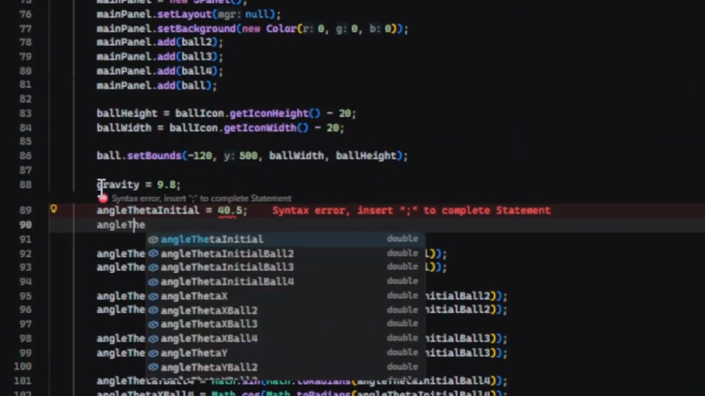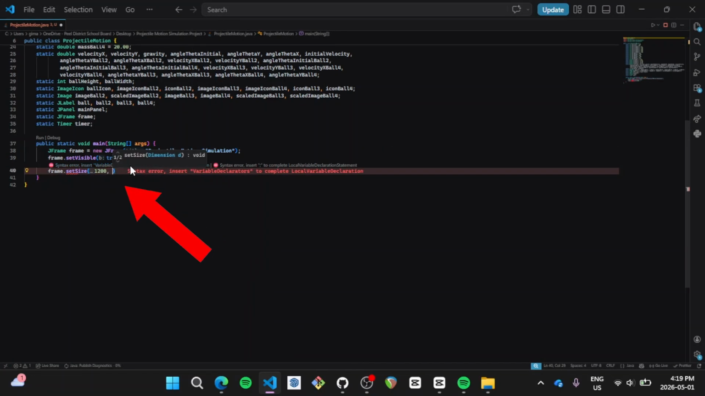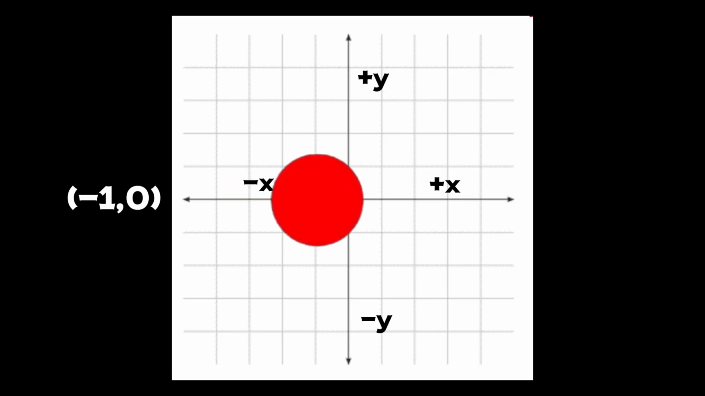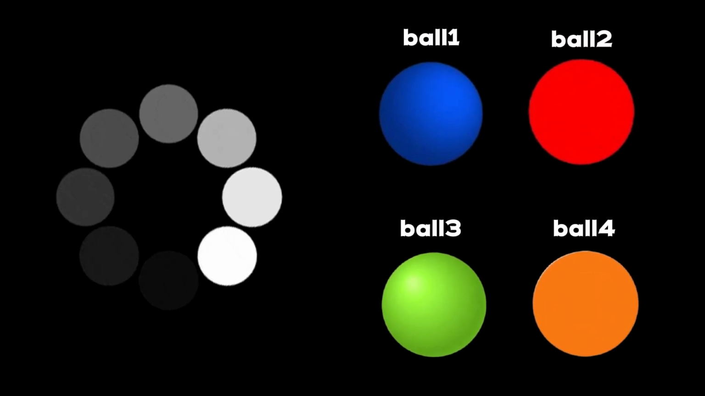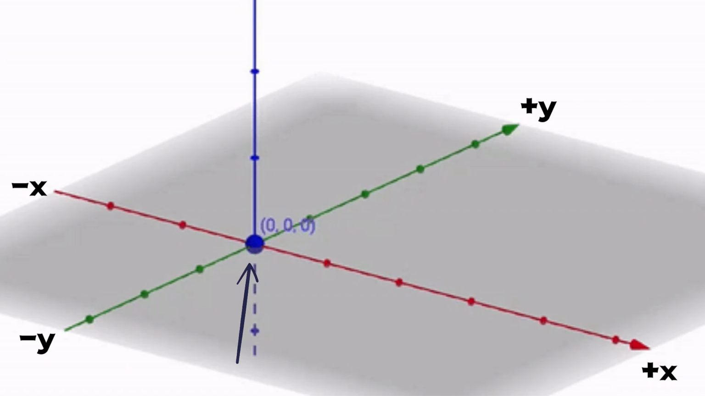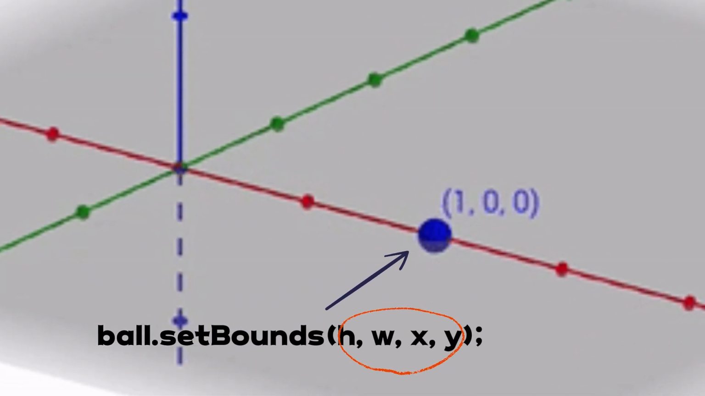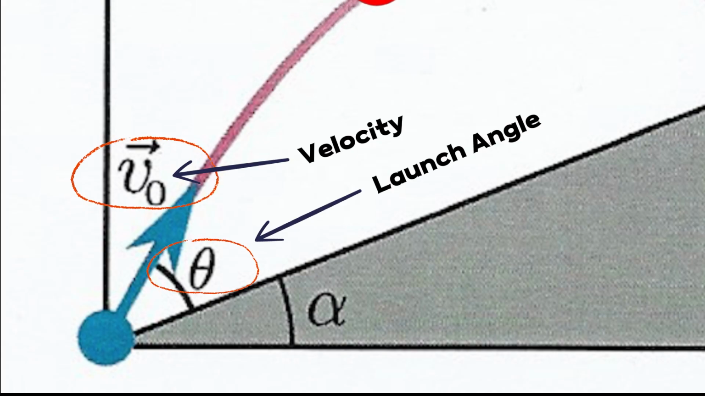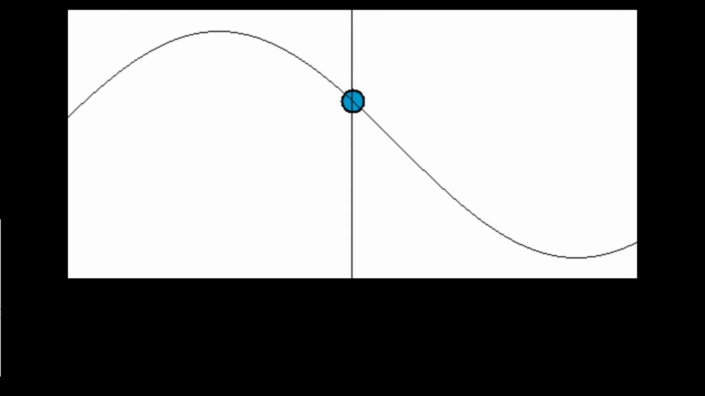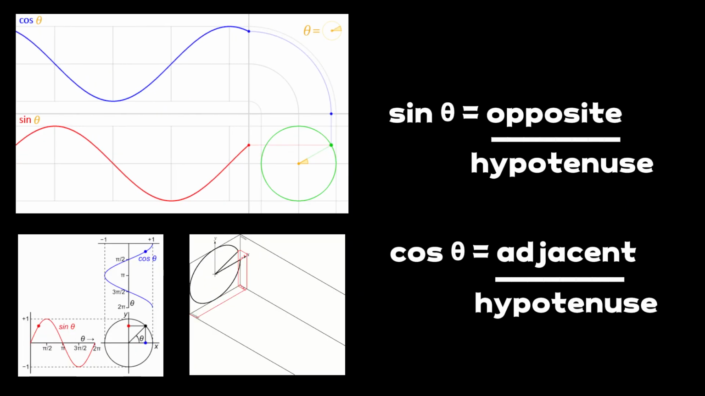Now I will be going through how I coded the simulation. I started by using Java Swing to create a window with a JFrame and a JPanel, setting the layout to null so I could manually control the position of each ball. Then I loaded images using ImageIcon, scaled them to different sizes, and placed them on the screen using JLabel with specific starting coordinates. Next, I defined variables for angles, velocities, and gravity, and converted each launch angle from degrees to radians to calculate the horizontal and vertical velocity components using sine and cosine.